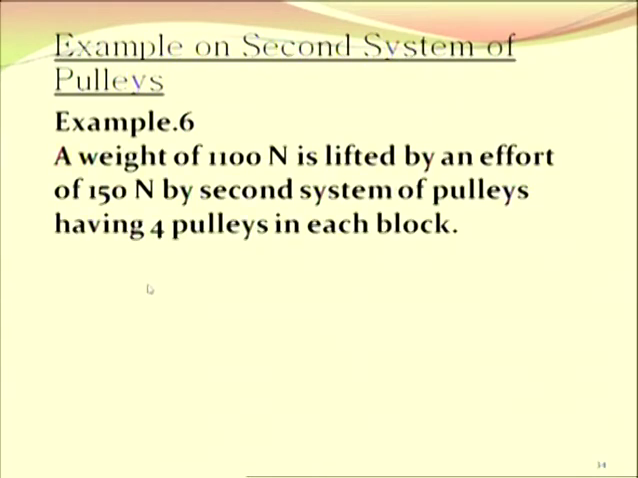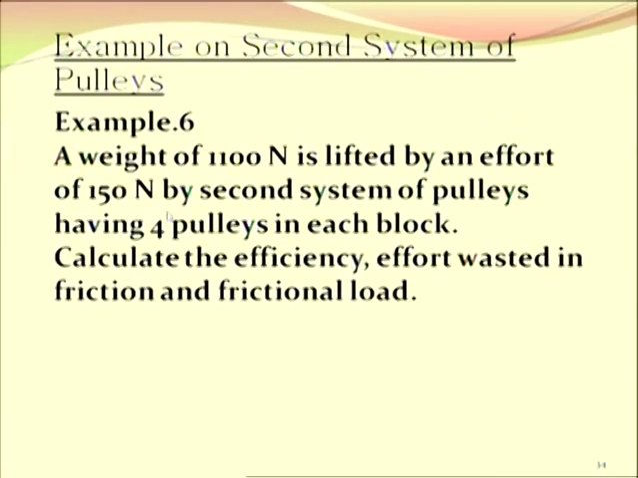So take another example from the second system of pulleys. We have example number 6. The data provided in the example is: a weight of 1100 Newton is lifted by an effort of 150 Newton by a second system of pulleys having 4 pulleys in each block. Calculate the efficiency, effort wasted in friction and frictional load.